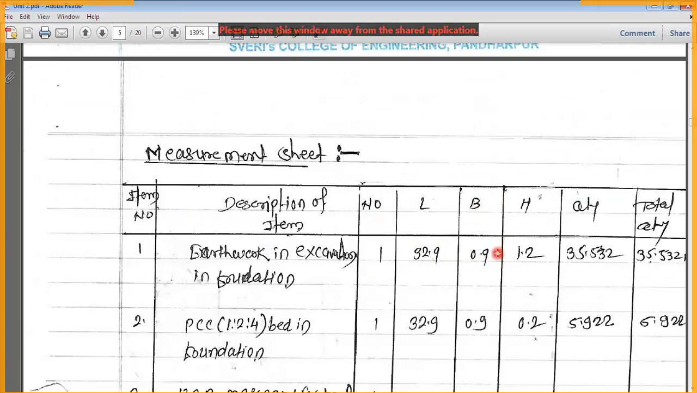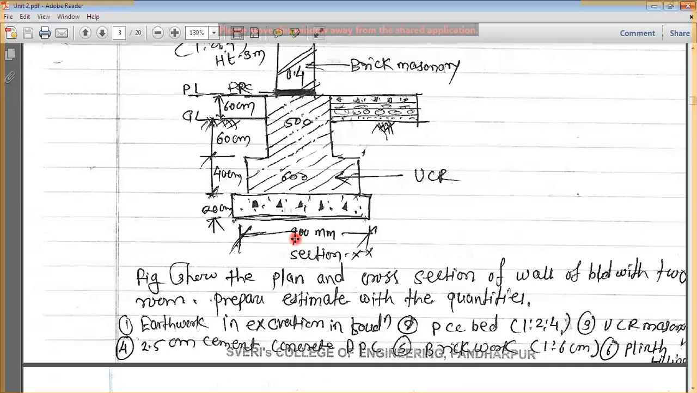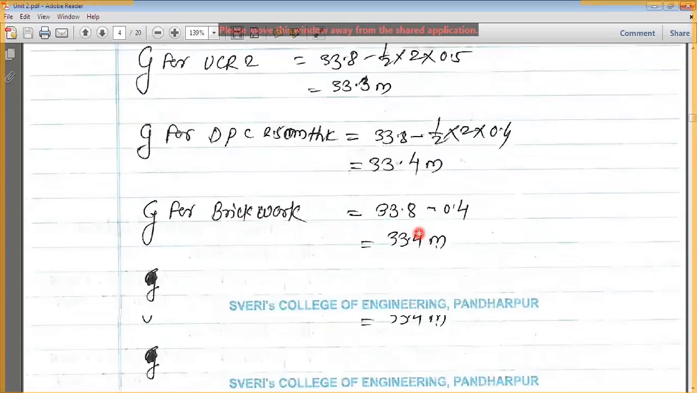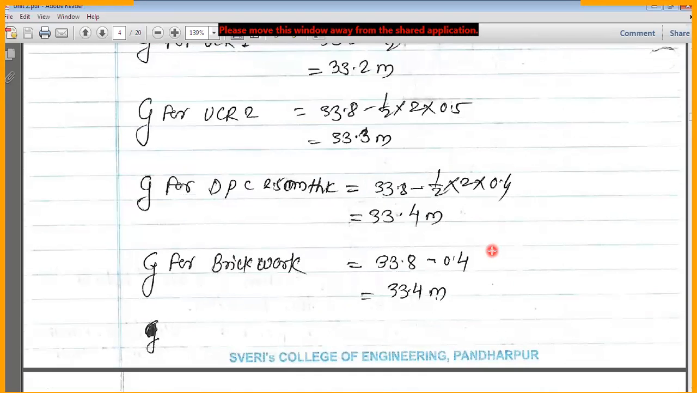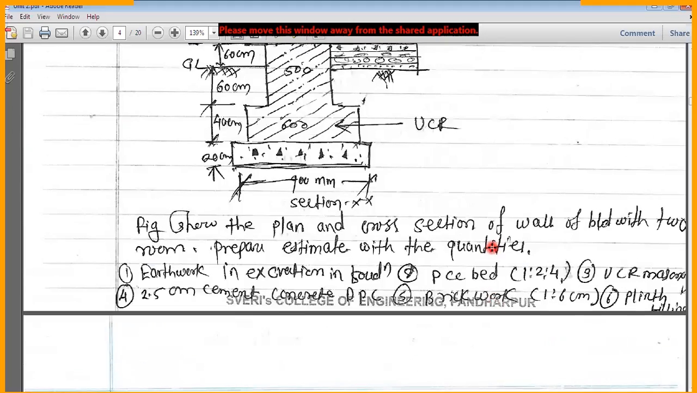Then width is 0.9. How it is 0.9? See the particular cross section of the wall, see this particular width, it is 0.9. Okay, 0.9 width किती आहे, 0.9 आहे. Then height or depth 1.2 meters. Okay, किती खोल खड्डा मला खंदायचा आहे, किती एक्सकॅव्हेशन करायचं आहे, 1.2 मीटर. आता हे 1.2 मीटर कसं आलं, ठीक आहे.